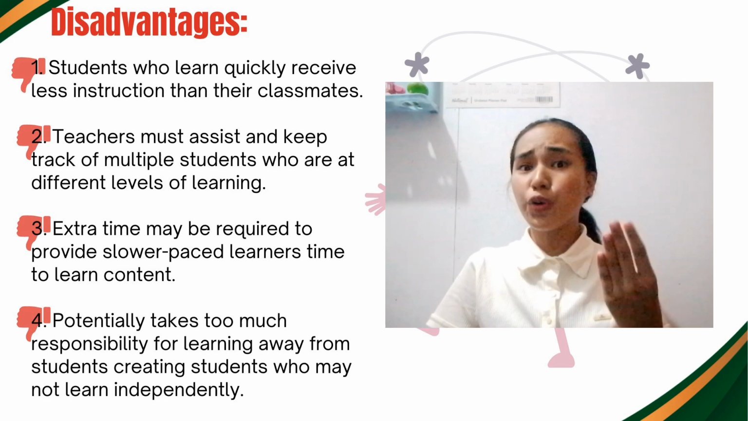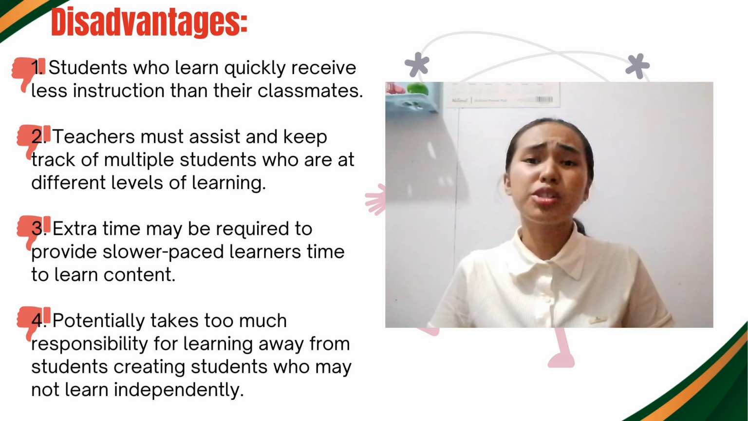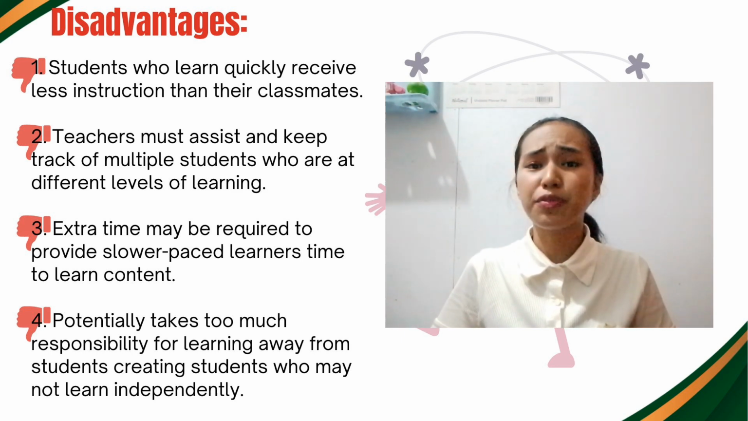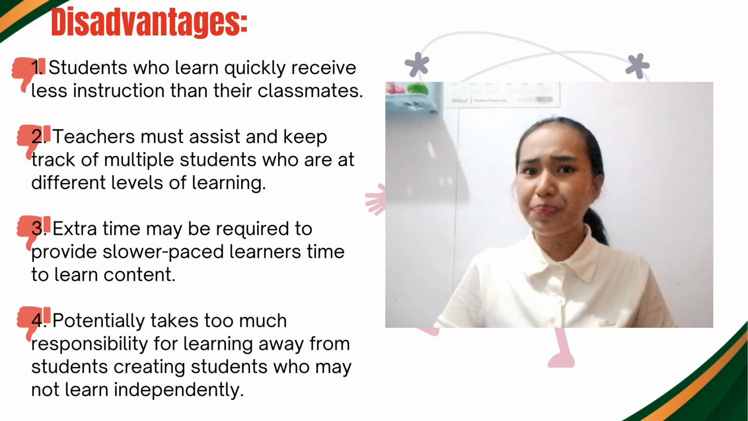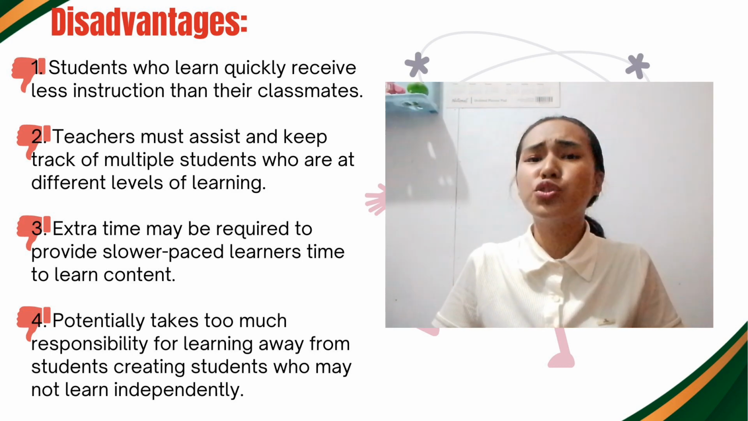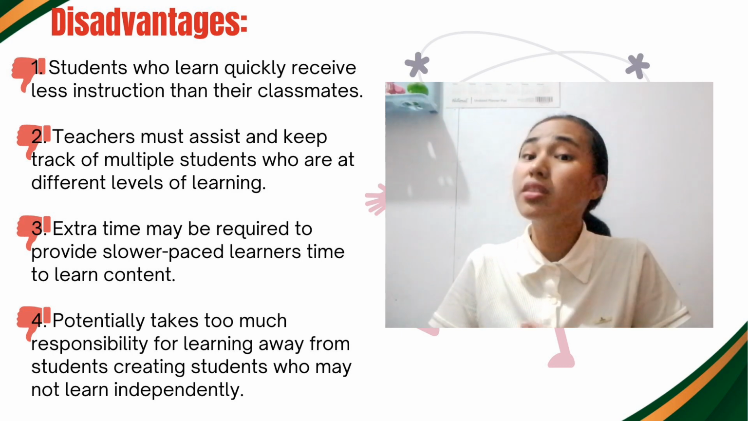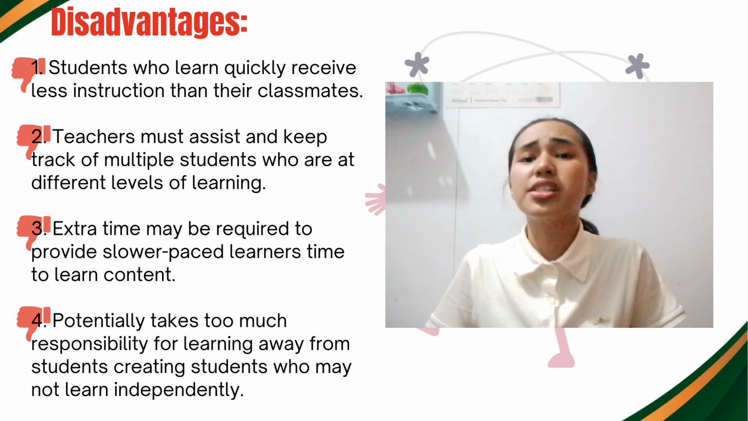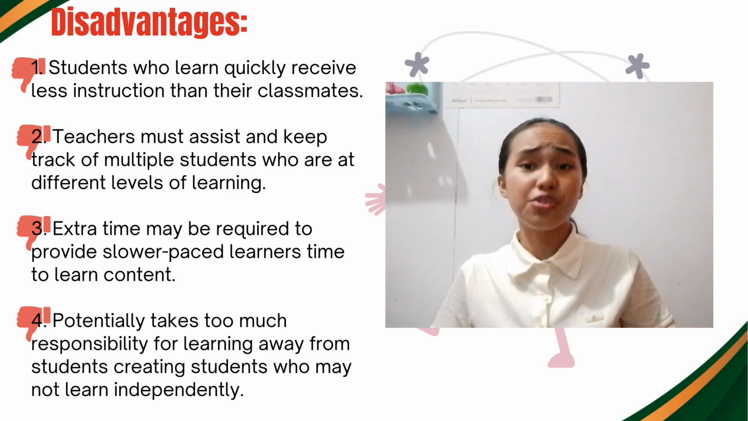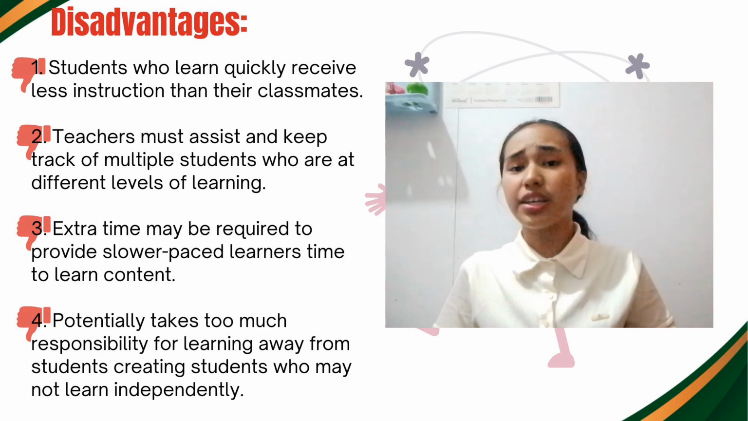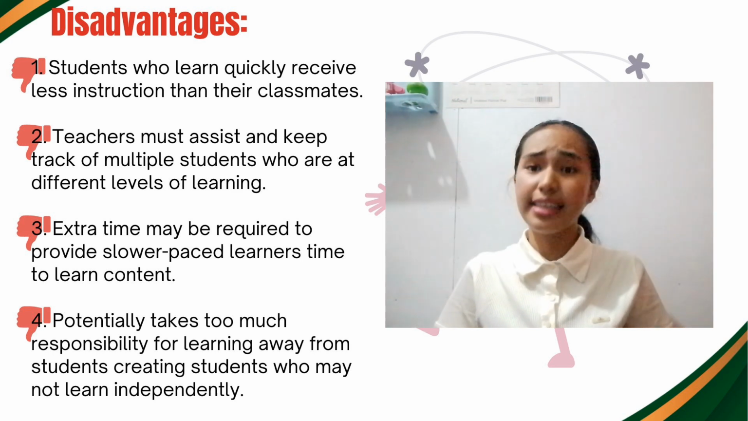Fourth is, it potentially takes too much responsibility for learning away from students, creating students who may not learn independently. So when the teacher takes on too much responsibility for student learning, it can hinder students' ability to become independent learners. This reliance on instruction can hinder critical thinking and self-directed learning skills.